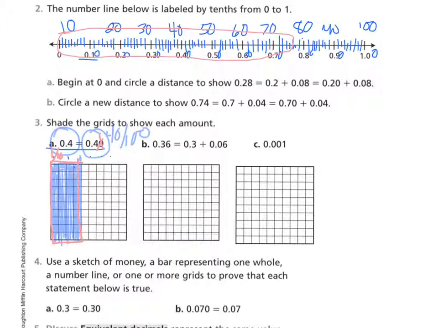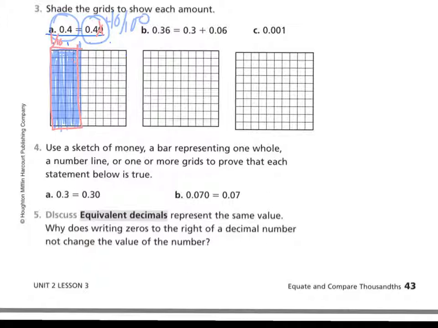Now I'd like you to pause the video and do B and C on your own. Let's take a look at number 4 now. Use a sketch of money, a bar representing 1 whole as we did above, or a number line also as we've done above, or 1 or more grids as you see just above this in question 3, to prove that each statement below is true.